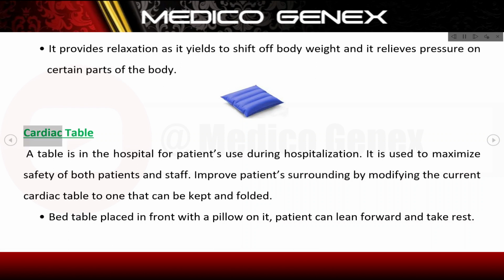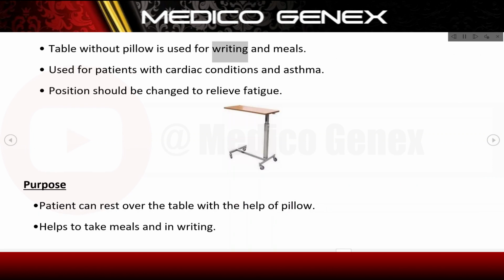Cardiac table. A table in the hospital for patients' use during hospitalization. It is used to maximize safety of both patients and staff. Improve the patient's surroundings by modifying the current cardiac table to one that can be kept and folded. Bed table placed in front with a pillow on it. Patient can lean forward and take rest. Table without pillow is used for writing and meals. Used for patients with cardiac conditions and asthma. Position should be changed to relieve fatigue.